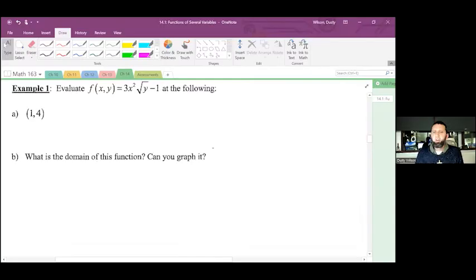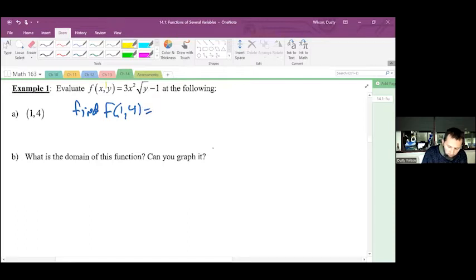So let's practice with these multivariable functions. Example 1, evaluate f of x, y equal to 3x squared times the square root of y minus 1 at the following. And so in A, we want to evaluate f at the point (1, 4). That is, we want to find f of 1, 4.